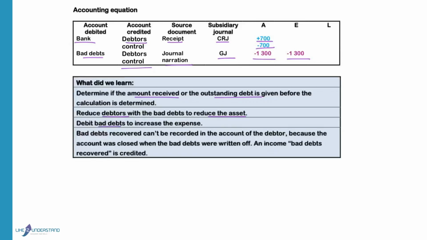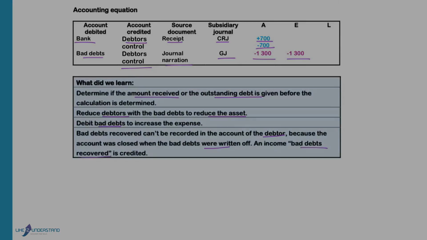Bad debts recovered can never be written in the account of the debtor because the account was closed when the bad debts were written off. Income must be credited so that the income will increase profits, and we will increase bad debts recovered on the credit side.